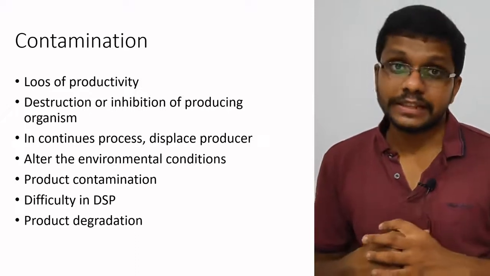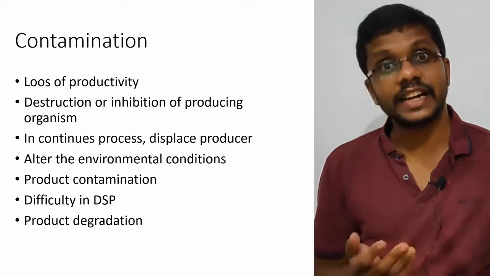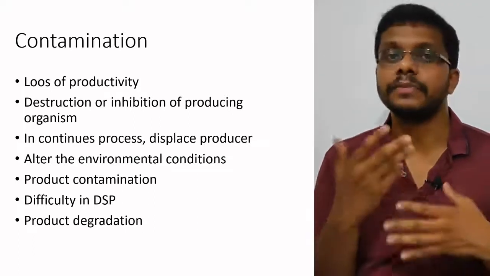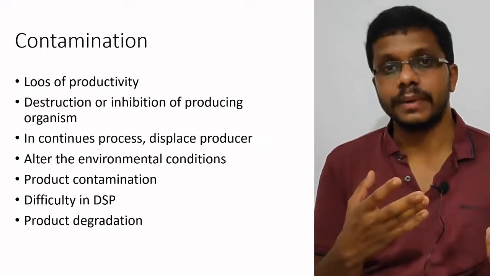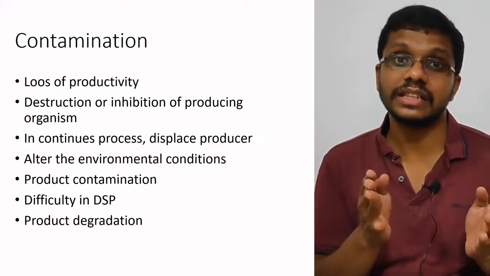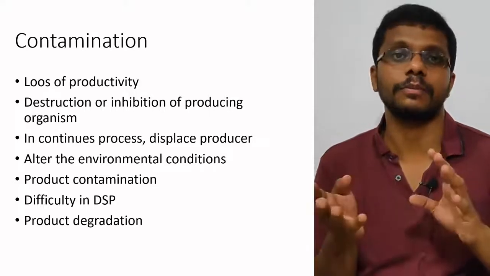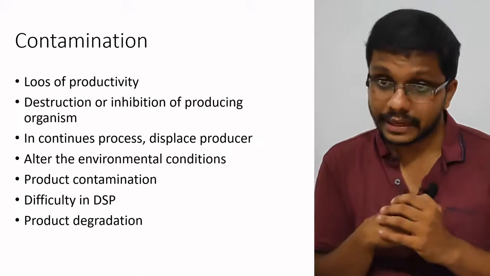It alters the environmental conditions, as the contaminating organism may be producing an acid or degrading an acid in the medium. So if they do something like that, the physical conditions can change. It can consume a lot of oxygen, which makes the dissolved oxygen levels change. So it will alter the physical environment, which in turn affects the growth and the product formation of the producing organism.